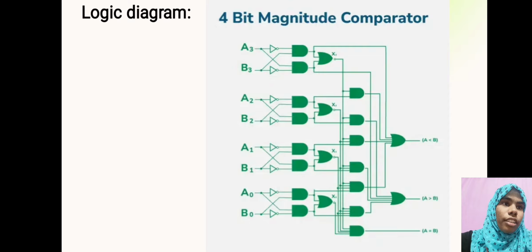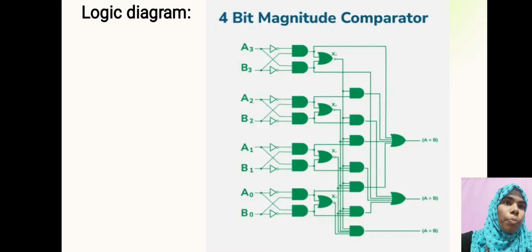And X3 performs an AND operation, and the output goes to the OR gate. The OR performs an OR operation.